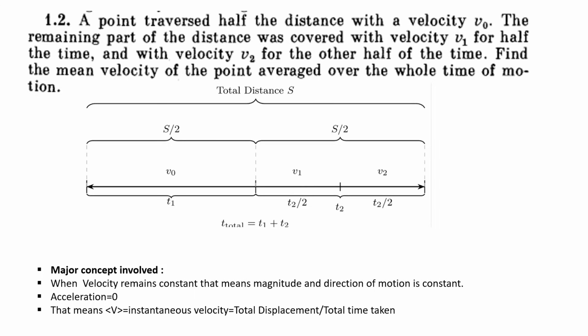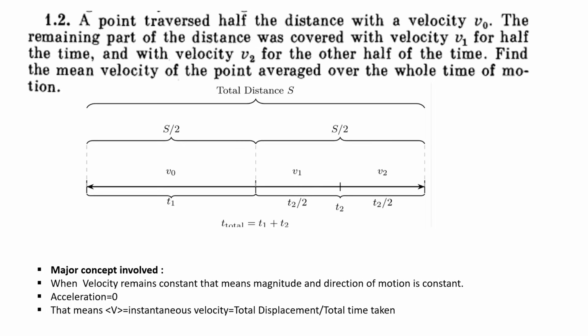The problem before you is clearly visible. It says that a point traversed half the distance with a velocity v0 and the remaining part of the distance was covered with a velocity v1 for half the time and with velocity v2 for the other half of the time. Find the mean velocity of the point averaged over the whole time of motion.